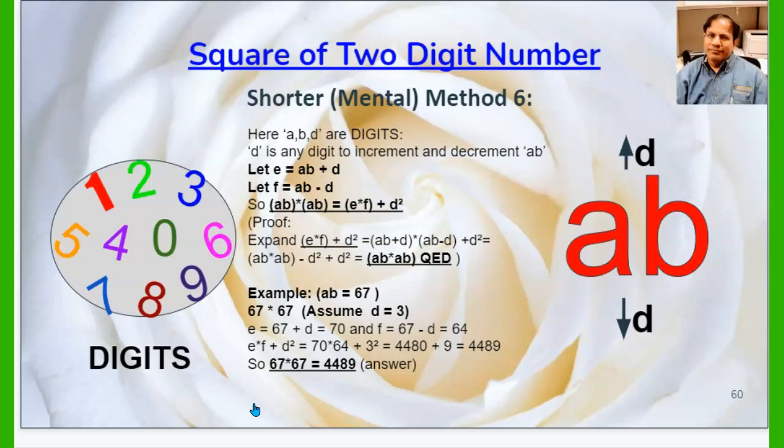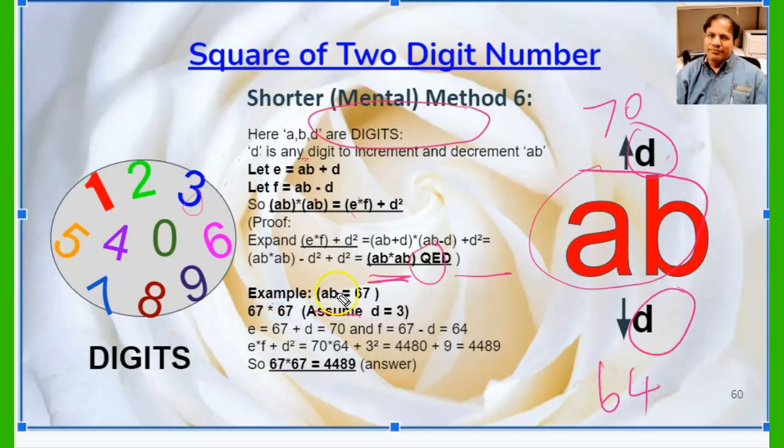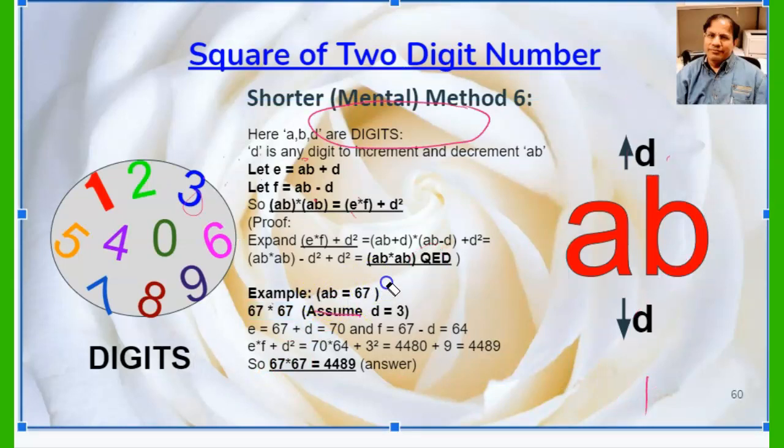So in this case, if I say 67, as I said in the previous video, the number is 67, then the increment or decrement is 3. So E is 70, 67 plus 3. F is 67 minus 3, 64. And so we multiply 70 and 64 and add the incremental digit squared, which is 9, and get the result.